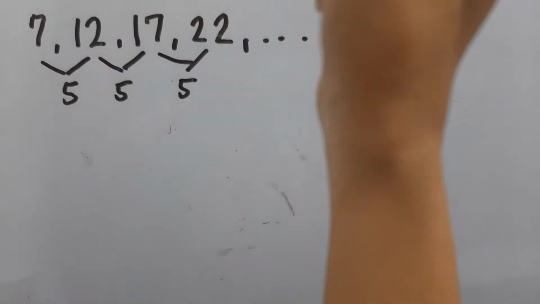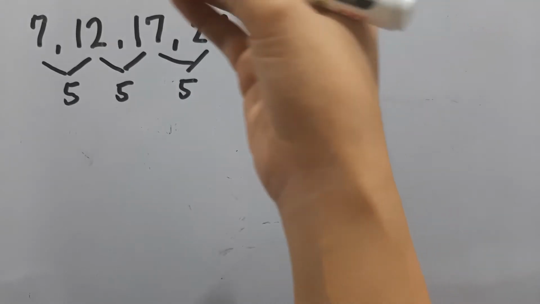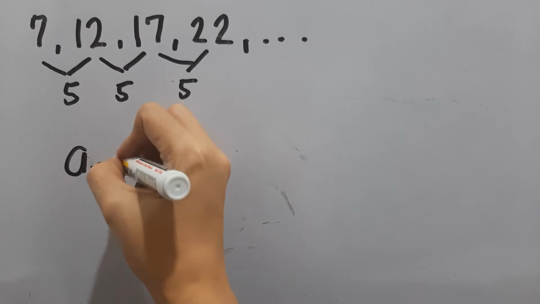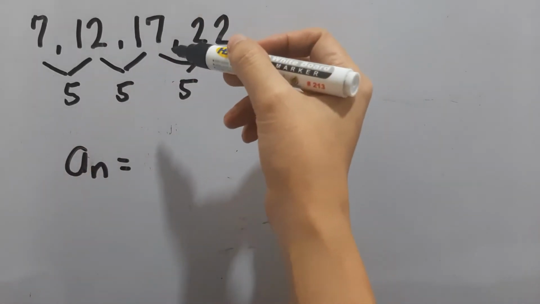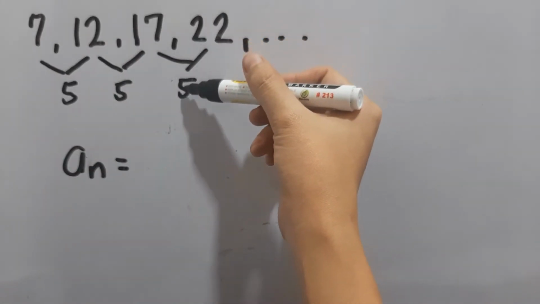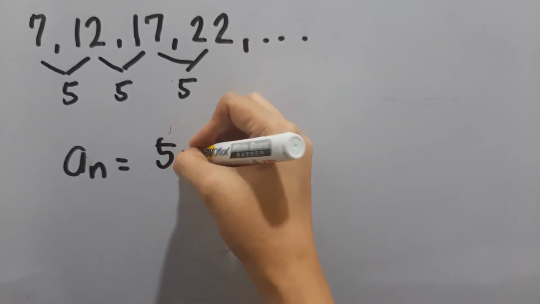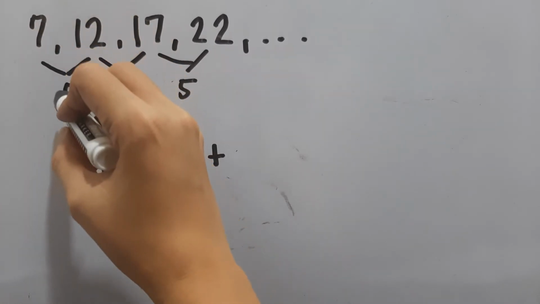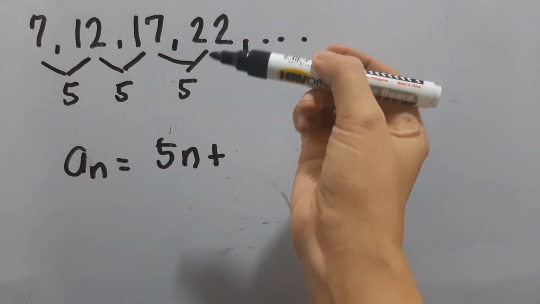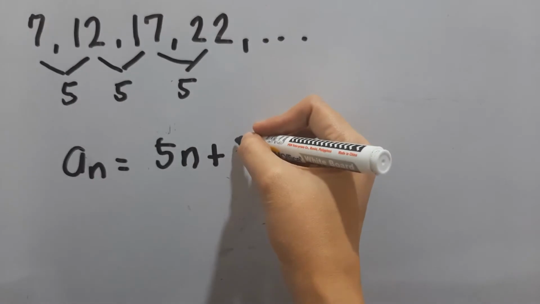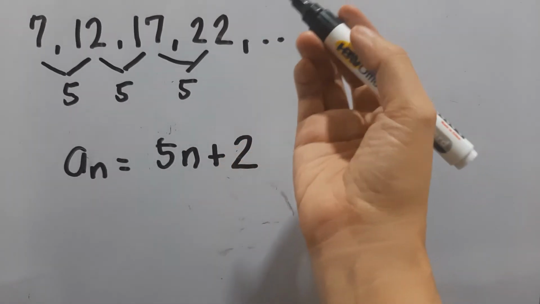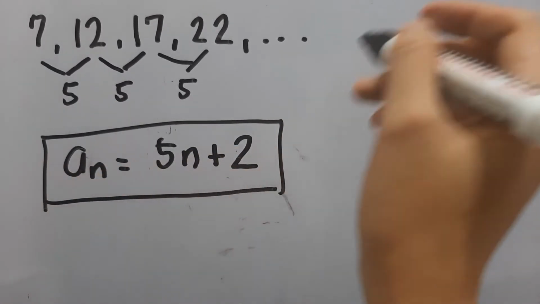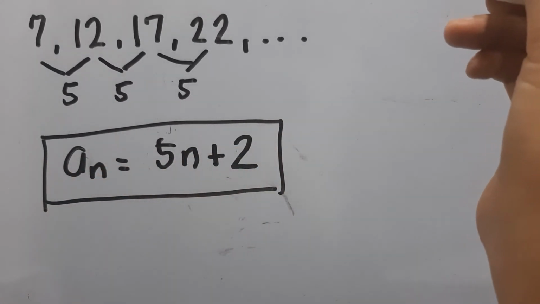Once nagpantay-pantay na ang kanilang difference, gagawin natin a sub n, which is the general, and then 5, tapos lagyan lang natin ng n plus 7 minus 5. First term at saka yung kanyang difference. 7 minus 5 equals positive 2. So, ang kanyang formula ay a sub n equals 5n plus 2.